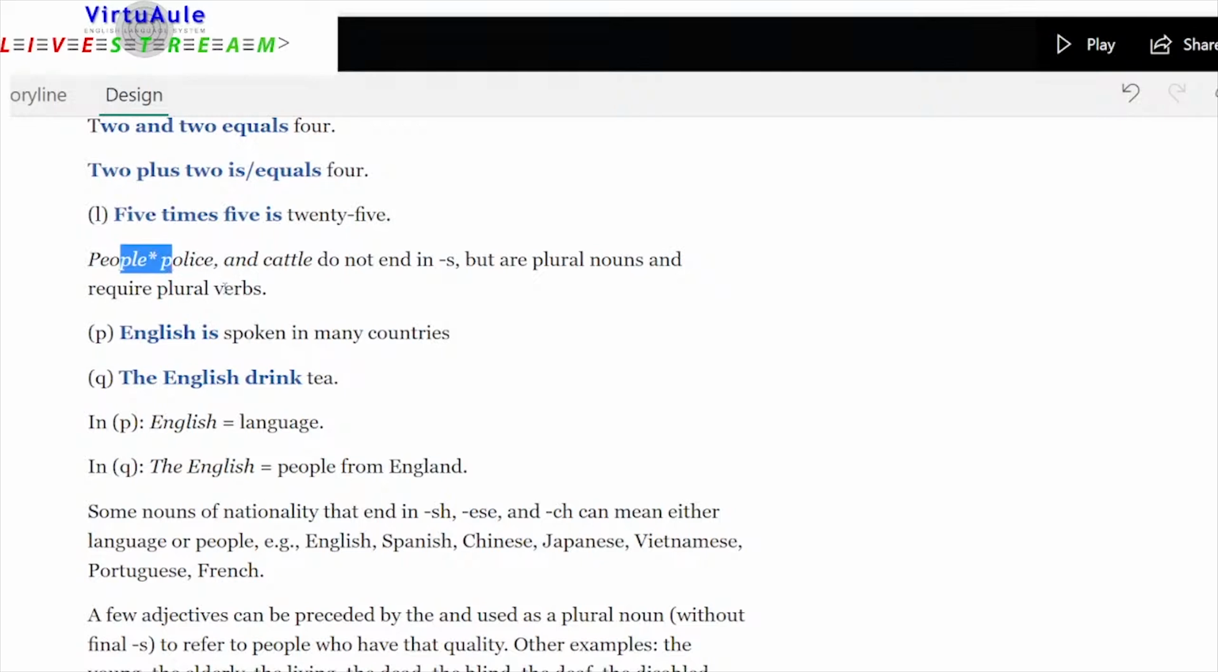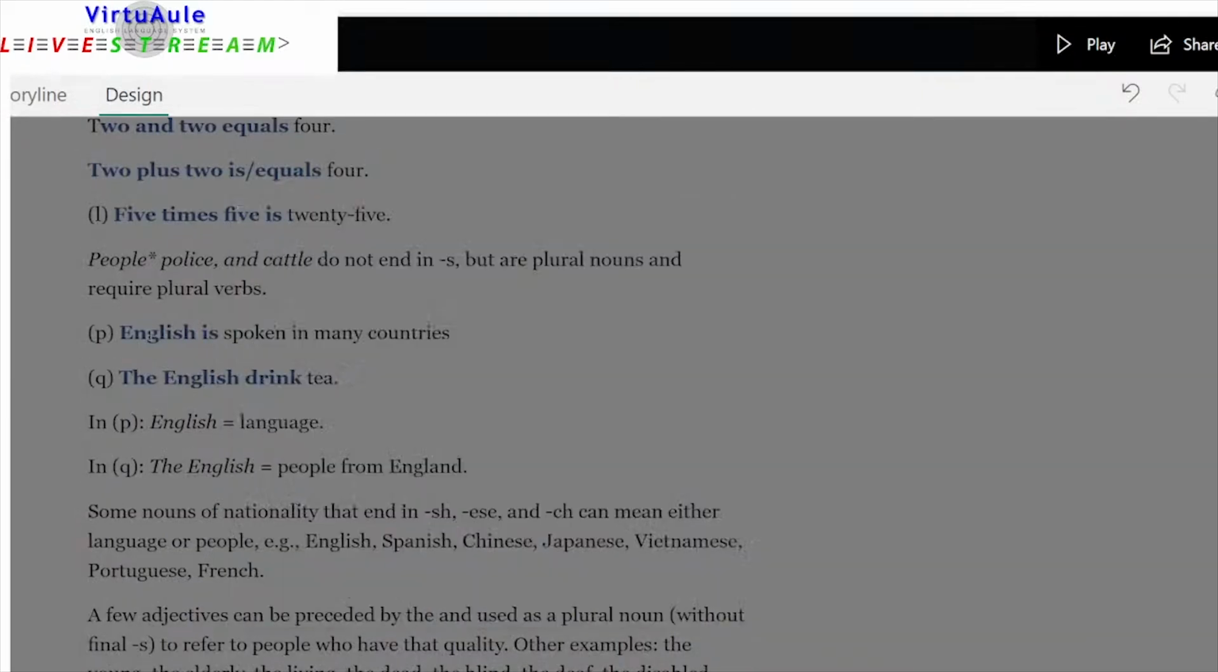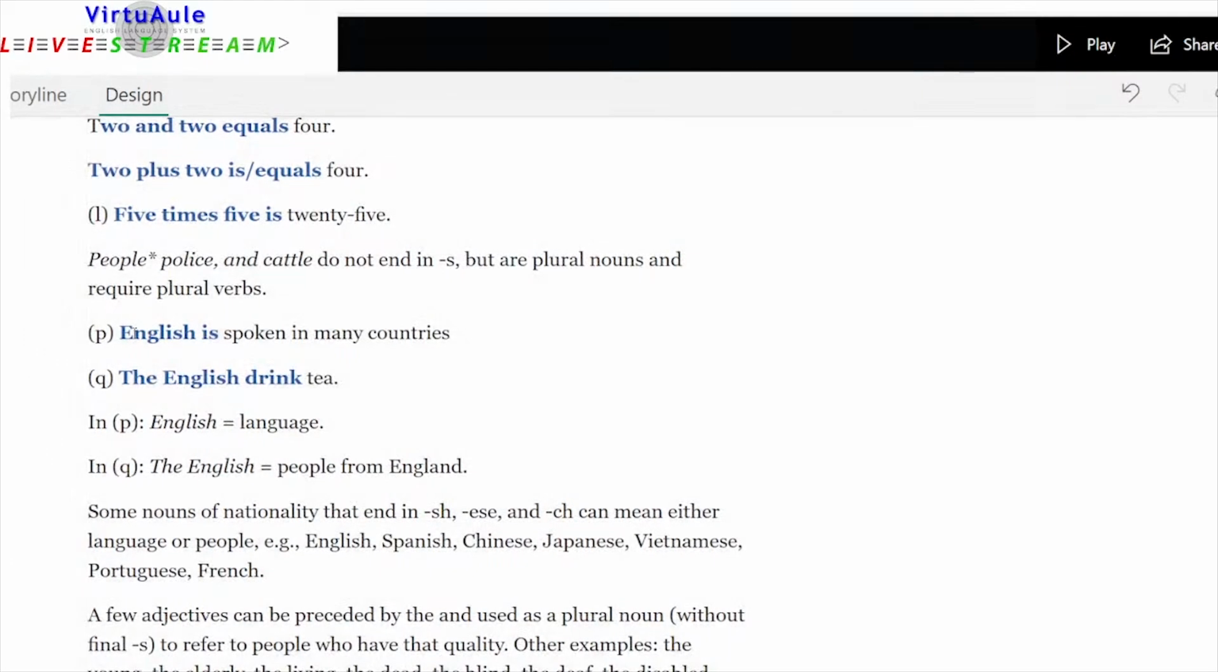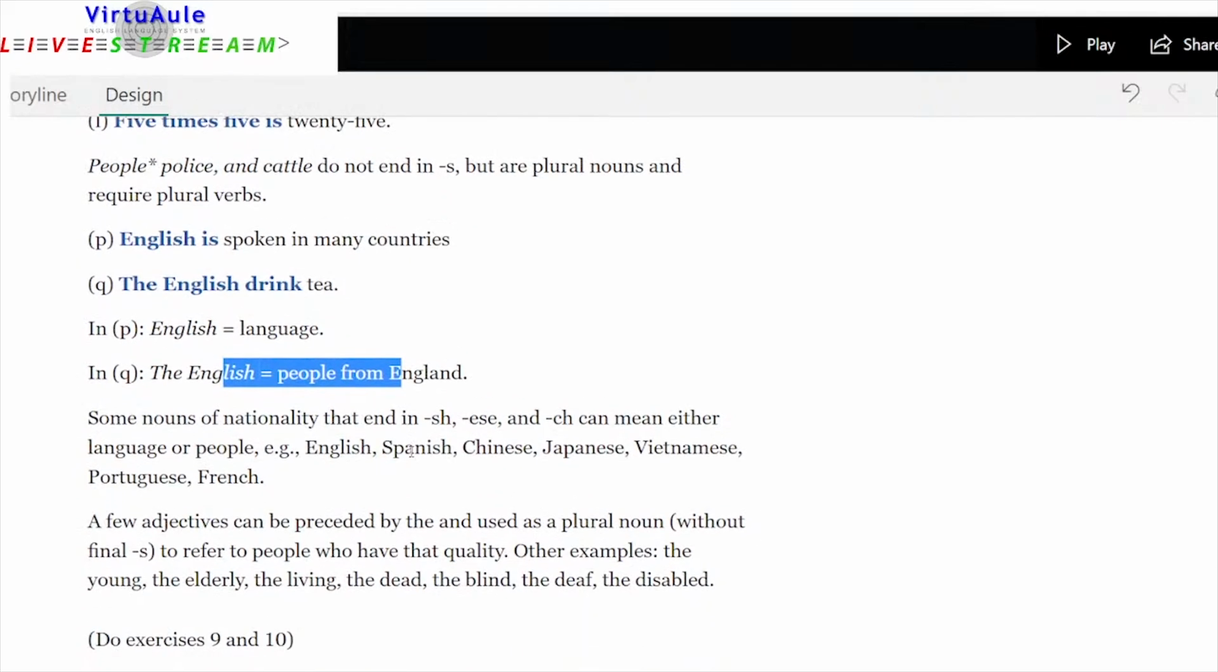People, police, and cattle do not end in s, but they are plural nouns and require plural verbs. English is spoken in many countries. The English drink tea. Okay, English, we're talking about the language English, and instead the English, we're talking about the English people. That would be plural. English is the language, the English people from England.